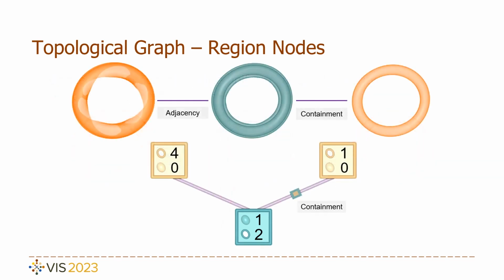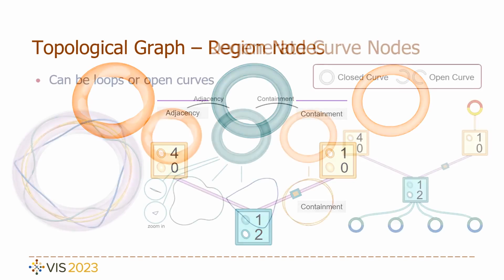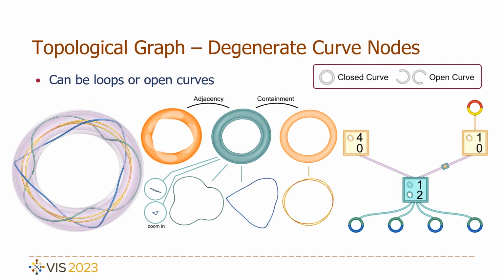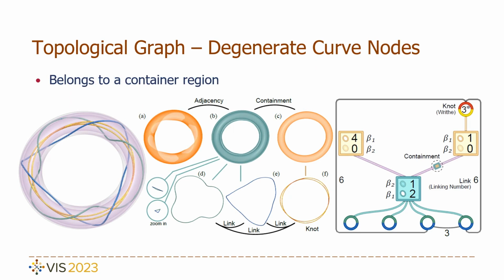An edge is added between 2 adjacent regions. Furthermore, if a region is contained by another, a rectangle is placed on the edge to highlight this containment relationship. Each degenerate curve is also marked as a node in the graph. A degenerate loop is given a ring-shaped glyph, while an open degenerate curve is represented by a half ring. A degenerate curve and its container region are connected by an edge in the graph.